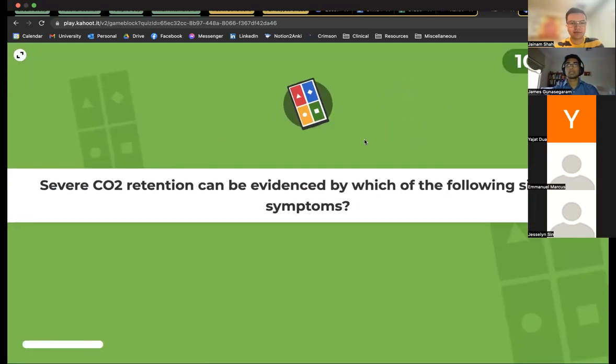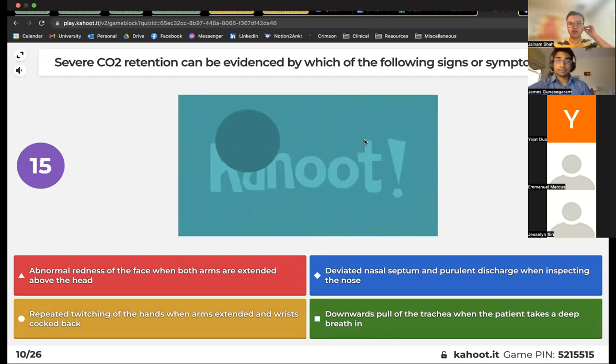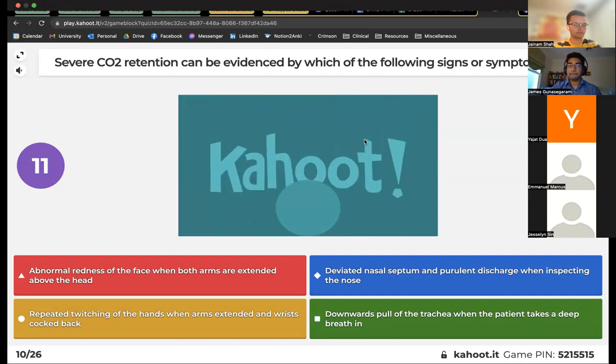Cool. Next question. Severe CO2 retention can be evidenced by which of the following signs or symptoms? Once you pick your response, have a look at the other options as well and think about what they could mean.